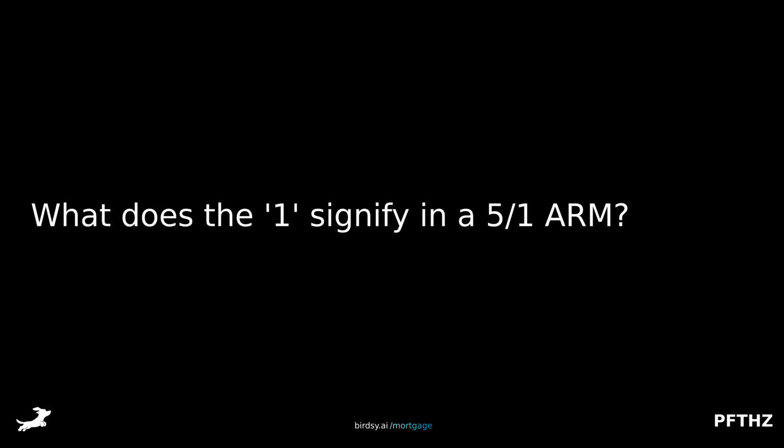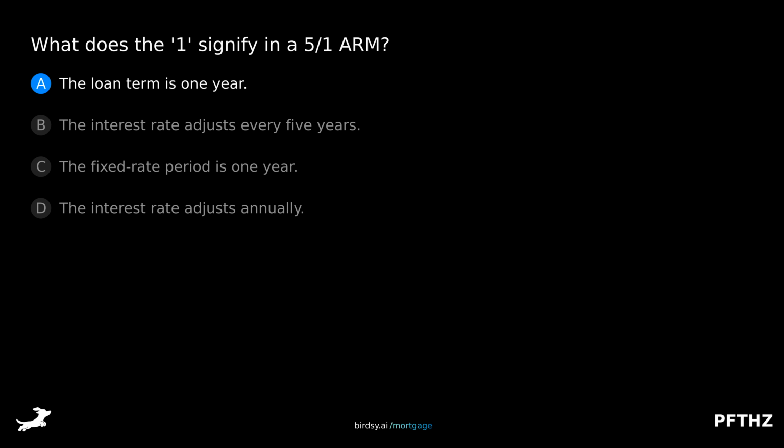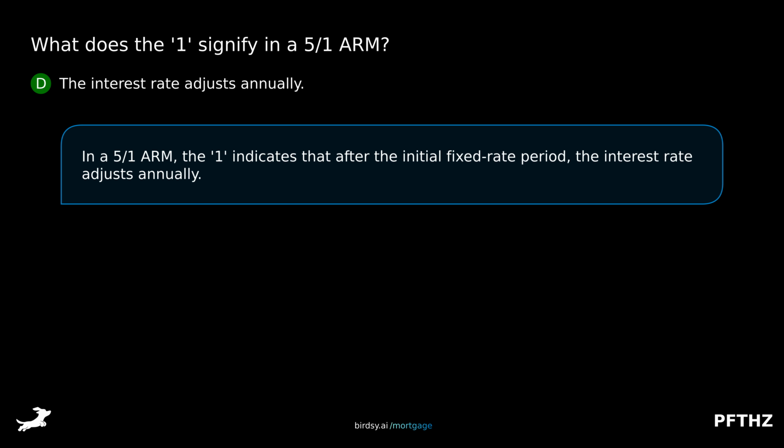What does the 1 signify in a 5-1 ARM? Is it A, the loan term is 1 year? B, the interest rate adjusts every 5 years? C, the fixed rate period is 1 year? Or D, the interest rate adjusts annually? The answer is D, the interest rate adjusts annually. In a 5-1 ARM, the 1 indicates that after the initial fixed rate period, the interest rate adjusts annually.